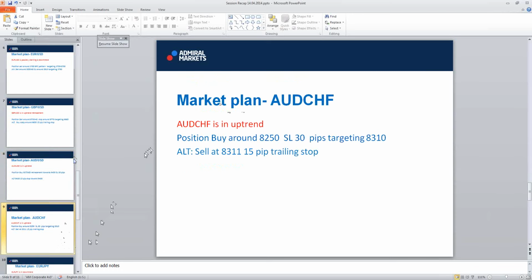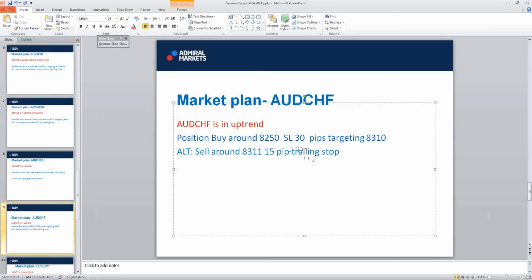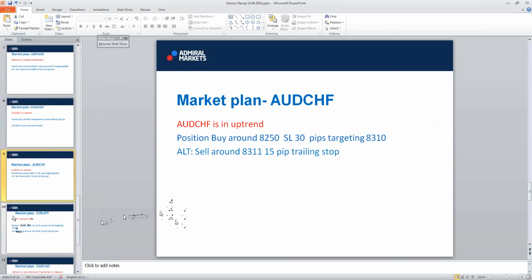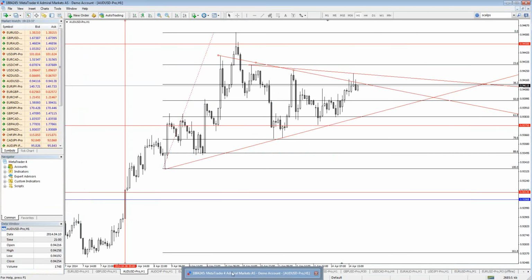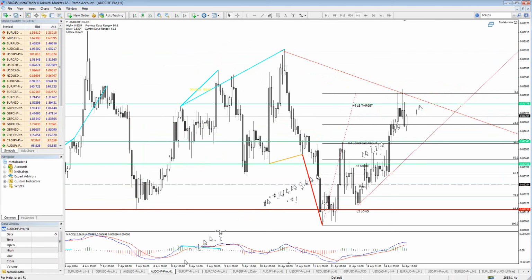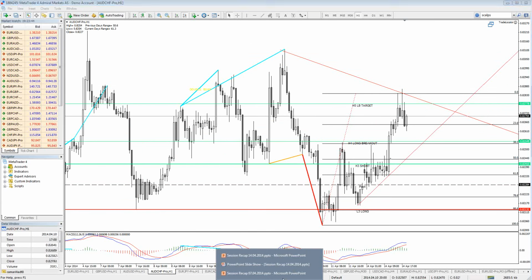I already talked about Aussie Swissy: looking to buy around 82.50, stop loss 30 pips, 83.10 target, or sell at 83.11 with a 15 pip trailing stop. I can say sell around 83.11. I already explained my possible setup on Aussie Swissy. I will be looking to sell or buy in this zone, this region.